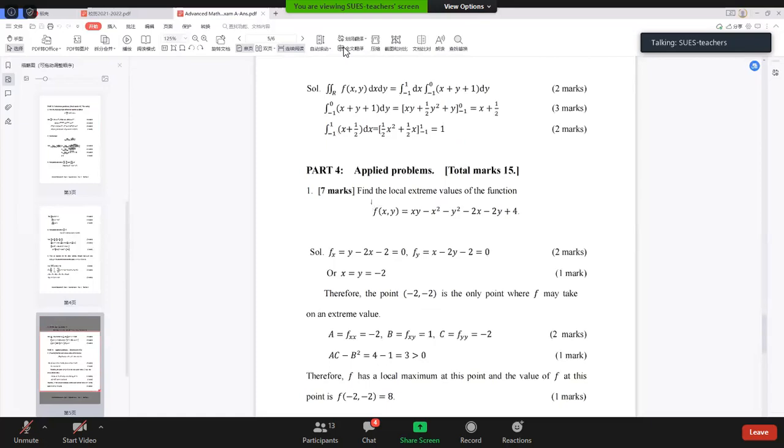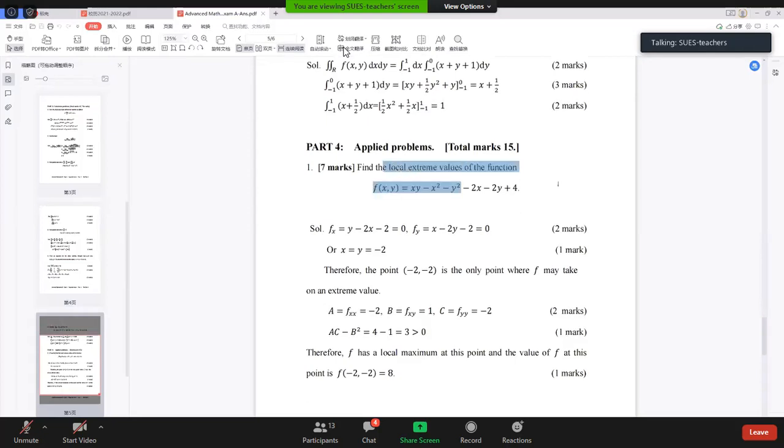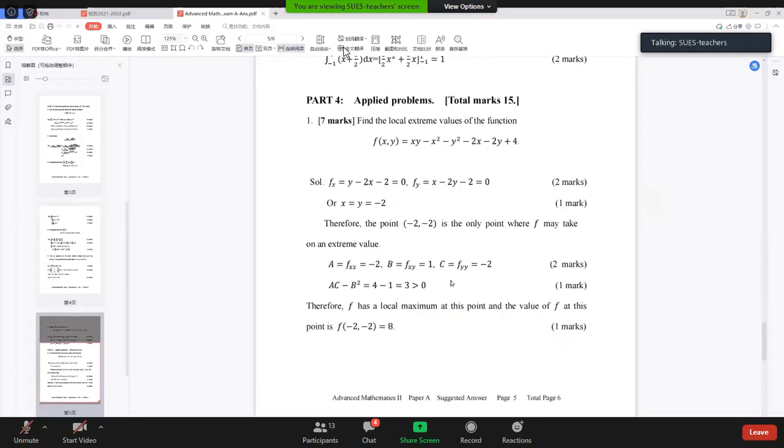Then we're going to the applied problem. Usually it is not just something simple. You have to understand what the question really means, and you have to use the techniques or the mathematics skills you learned from the class. Here a very typical question is to find the local extreme values. So this question is local extreme value without the constraints.